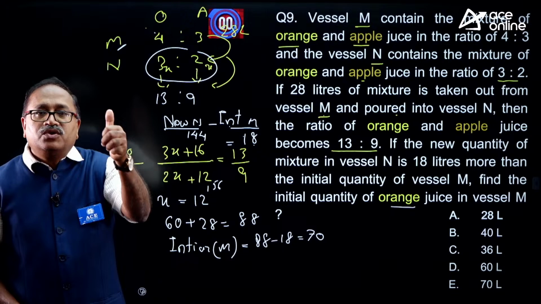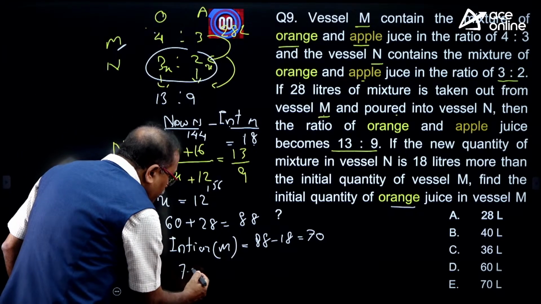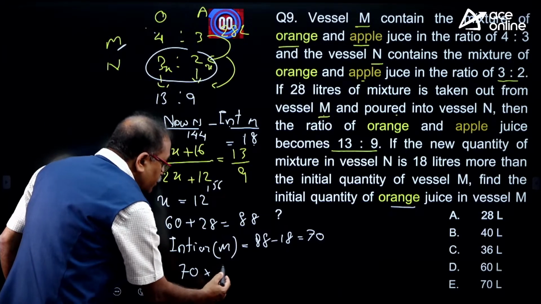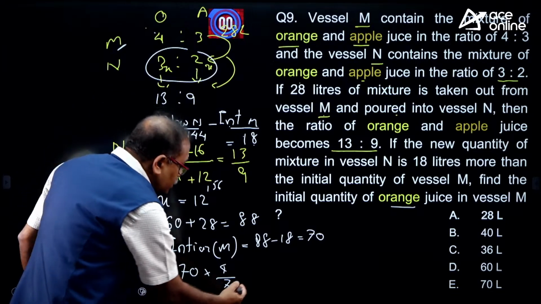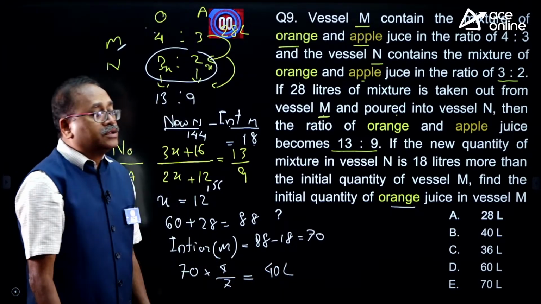Likhita madam beautifully answered it. So we got the total 70 over here. Then I need the 4 part out of 7 part because the orange is asked. And that gives us how much? 10 times 4 is 40. 40 liters.